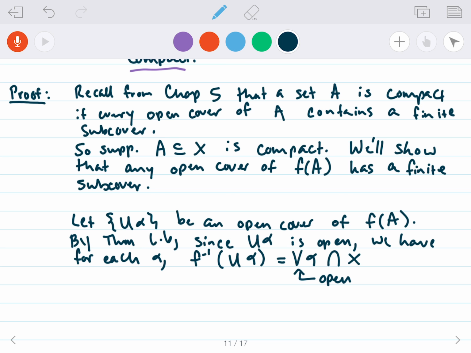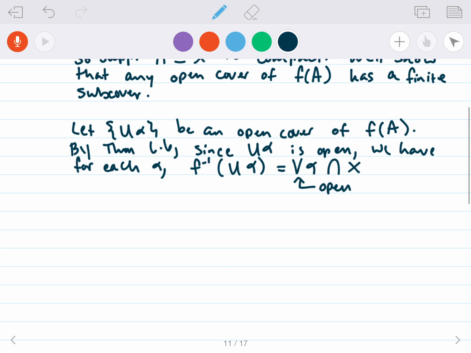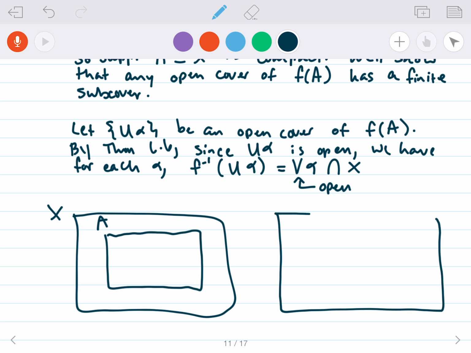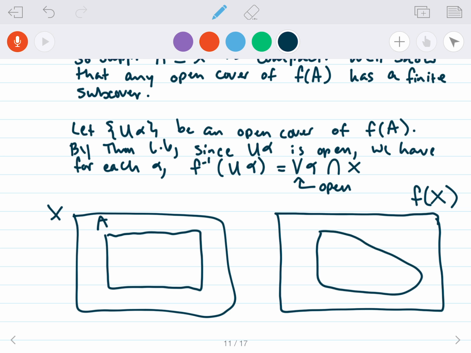Okay, so let's stop here and draw a picture of what's going on. Let me make this a bit smaller. So here's X, and here is our subset A. So we know that A can be covered by finitely many open sets. This is F of X, the image when you apply F to X. And so we have this F of A. Maybe it looks like this.